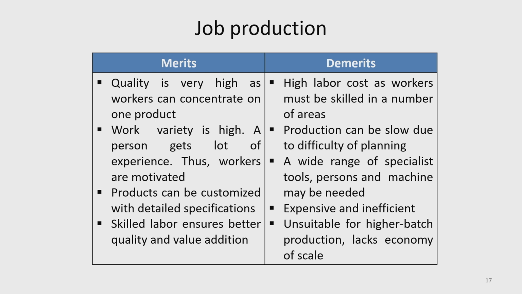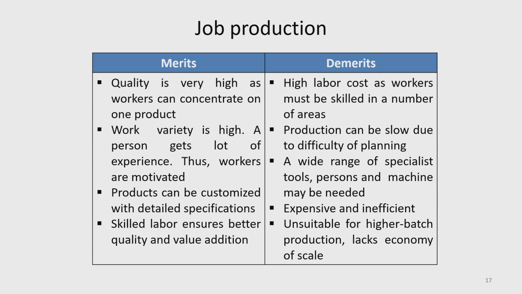Now in job production, let us revise a little bit more. Job production merits: quality is very high, as workers can concentrate on one product. Work variety is high, a person gets a lot of experience, thus workers are motivated. Products can be customized with detailed specifications. Skilled labor ensures better quality and value addition to the company. But there are many demerits, like high labor cost, as workers must be skilled in a number of areas. Like I give the example of making a dragon, the same man has to do painting and the same man does the fabrication of the steel structure.